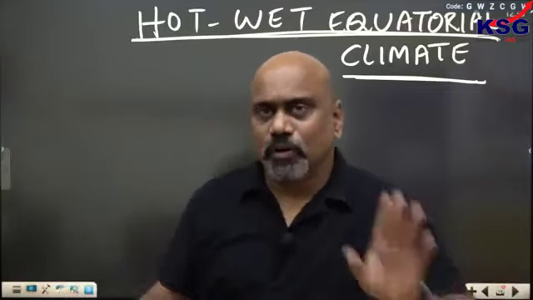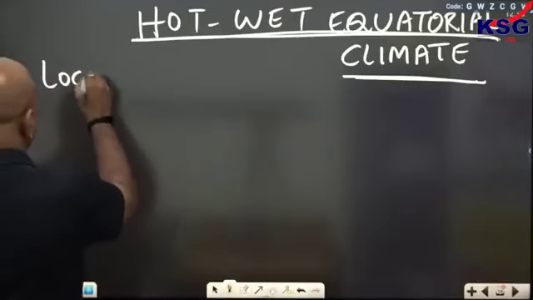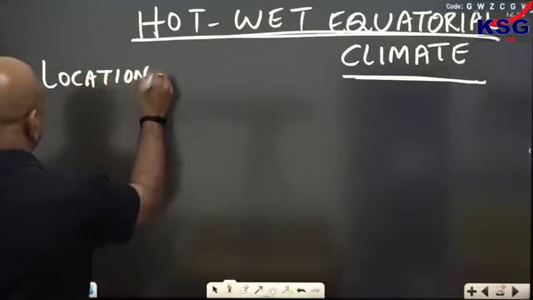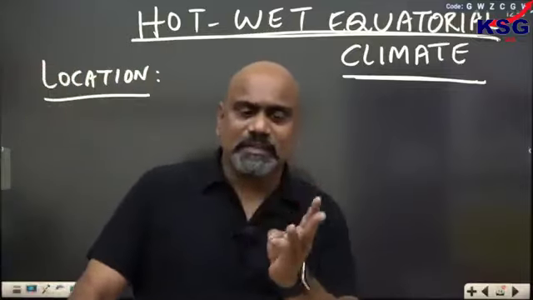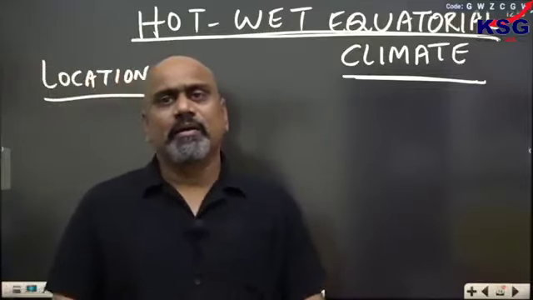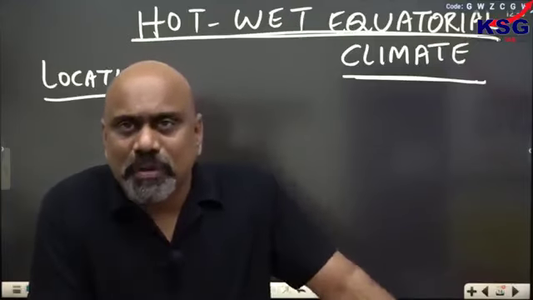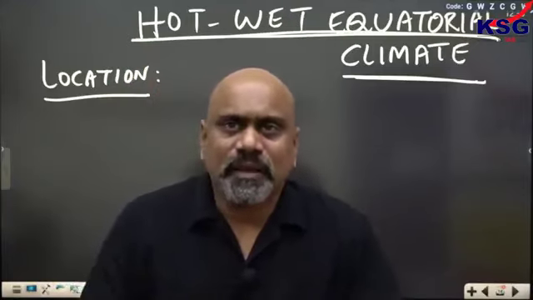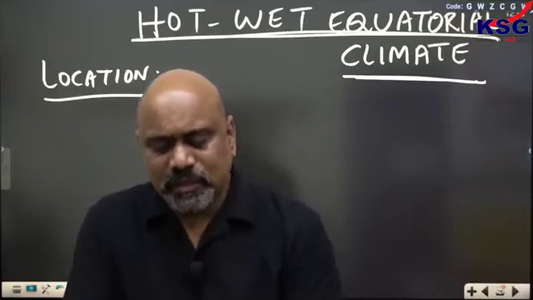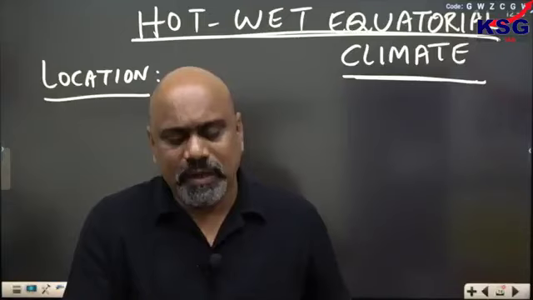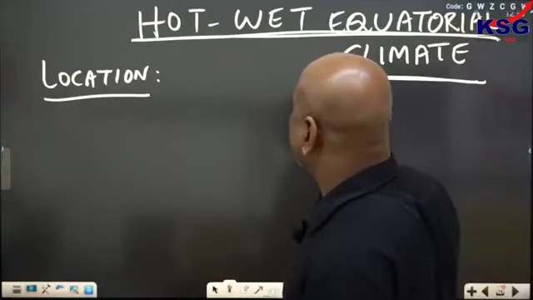So first I will go for the location. We will discuss four points. Every climate has a location where you will find it. Then climatic characteristics. Then flora and fauna: what plants and animals are found there. Then the human and economic aspects, and some challenges and problems. In this way, we need to see a group of different things here. Hot wet equatorial climate, as I said, location wise.